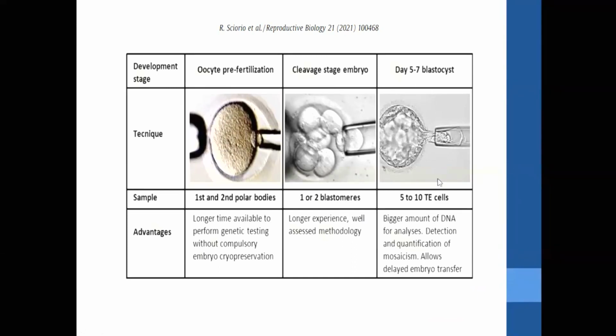Now day 5 to 7 blastocysts, in this case 5 to 10 cells are taken, so there is a bigger amount of DNA. In this case, we can also detect mosaicism as more cells are available. So if any mosaic embryo is there, that will also be detected.